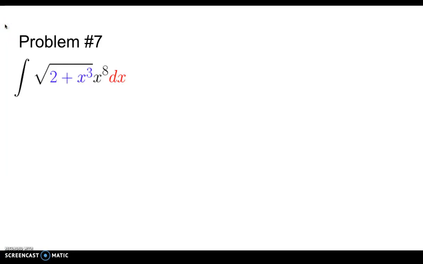So here we have the integral of the square root of 2 plus x cubed times x to the 8th dx. So first let's split up the integral into the square root of 2 plus x cubed times x to the 6th times x squared dx.